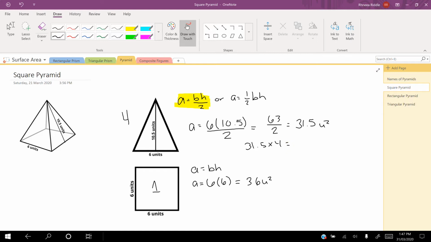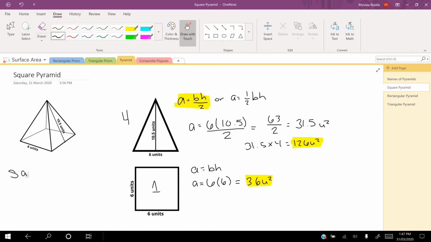And when we multiply that by 4, we end up with 126 units squared for the answer for this triangle here, or really all the triangles. And since there's only one square, we don't have to multiply the area of that square by anything, so we can leave it at 36 units squared. Now we can add them all up together to find the surface area of the entire square pyramid.